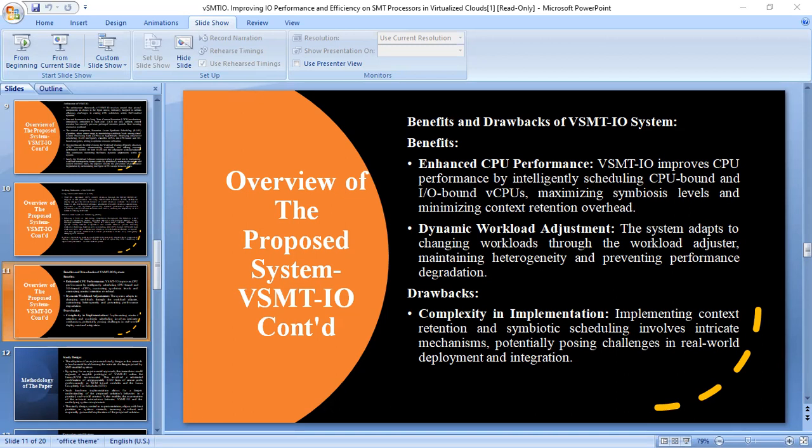And the next one is objective achievement. The authors successfully achieved their stated objectives, evident in a comprehensive evaluation that encompasses real-world applications with a diverse set of 18 programs. Versatile applicability. The inclusion of a diverse set of programs and experiments highlights the versatile applicability of the proposed VSMT-IO system across various workloads. This not only reinforces the system's potential for real-world applications, but also broadens its relevance in handling different types of computational tasks.